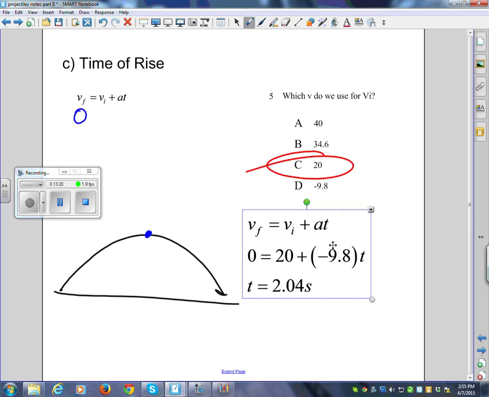What do you think the next question's going to be? Total time. It might be. What would be the total time, right? Ah, maybe don't say that yet.